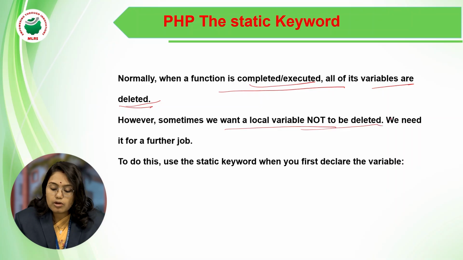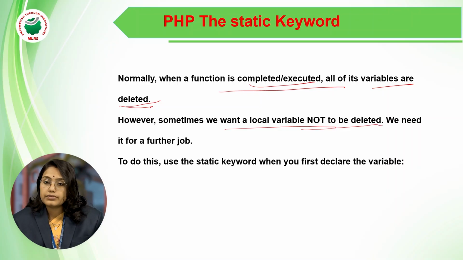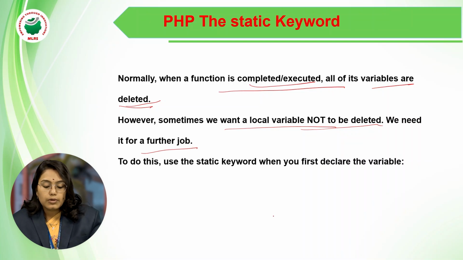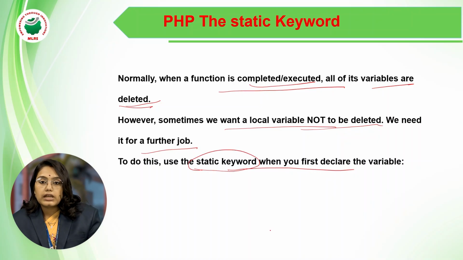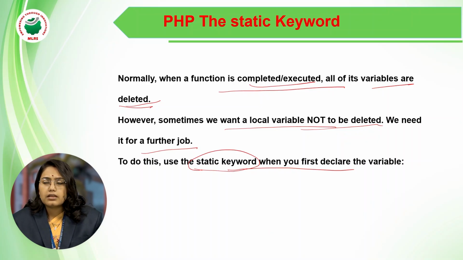We want a local variable not to be deleted because we want to use it in a further job. To do this, use the static keyword when you first declare the variable. With global, we declare global before the variable, like global $x, global $y. Here also we have to use the static keyword before the variable, like static $x, static $y.